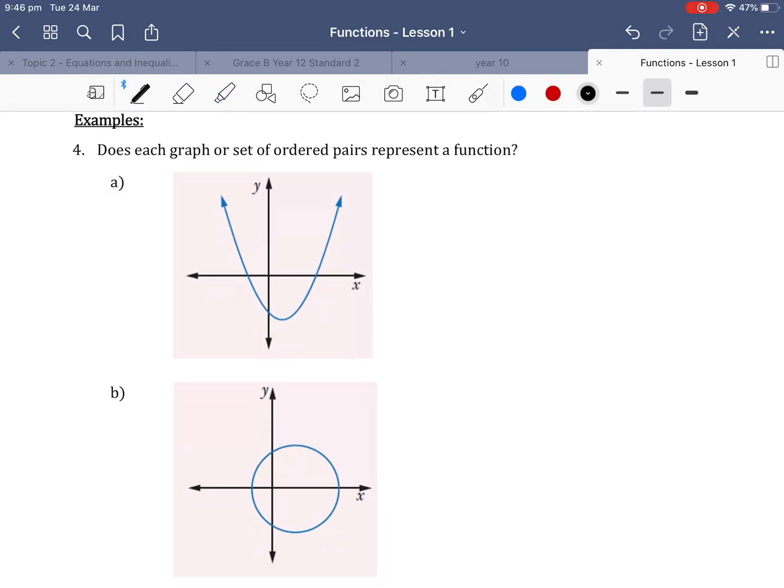So for our examples, does each graph or set of ordered pairs represent a function? What we're going to do in this case is draw a vertical line, simple as. If I draw my vertical line here, it crosses here. If I was to draw my vertical line anywhere else in this picture, it would cross only once. So when it does that, it means that it represents a function. So our answer is going to just be the graph.